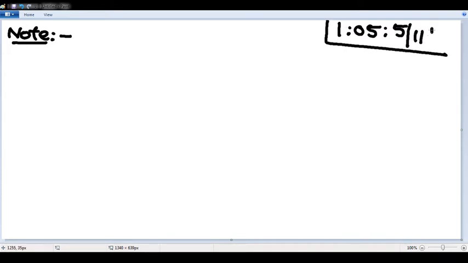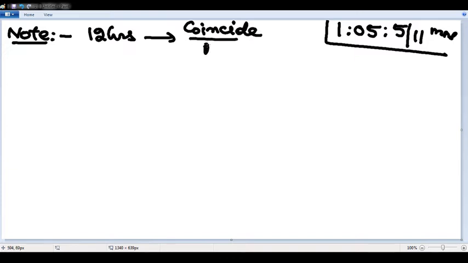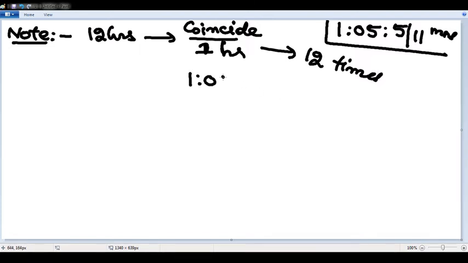This is the point. Now, by default, there are 12 hours in a clock. If they coincide for every 1 hour, in 12 hours, they will coincide 12 times. But it is nothing but 1 hour 5 by 11. If it is for 1, 12 ones are 12. If it is greater than 1 hour 5 by 11, that means they will not meet 12 times.